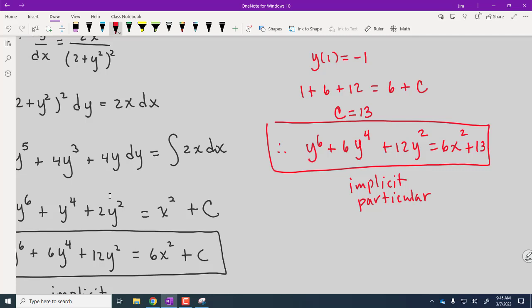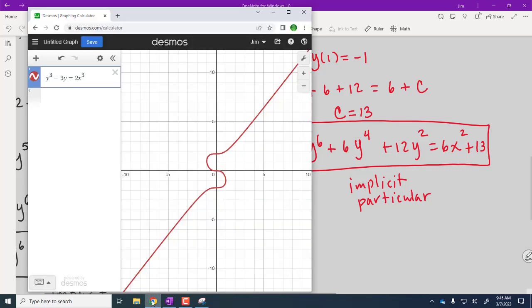So once again, we can look at the graph of that particular solution. We can graph it in a graphing utility, and we can get a sense of what it looks like, but we are not going to be able to come up with an explicit answer. We can't come up with a y equals.